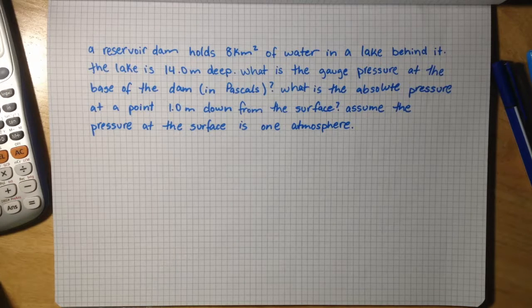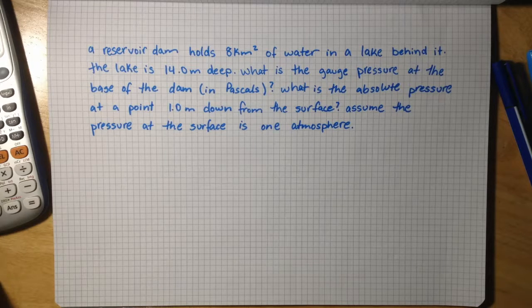A reservoir dam holds 8 kilometers squared of water in a lake behind it. The lake is 14 meters deep. What is the gauge pressure at the base of the dam in Pascals? And what is the absolute pressure at a point 1 meter down from the surface? Assume the pressure at the surface is 1 atmosphere.